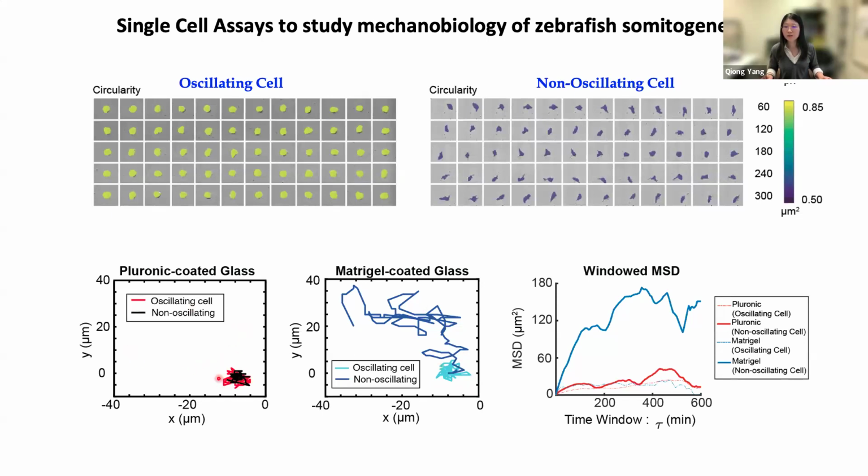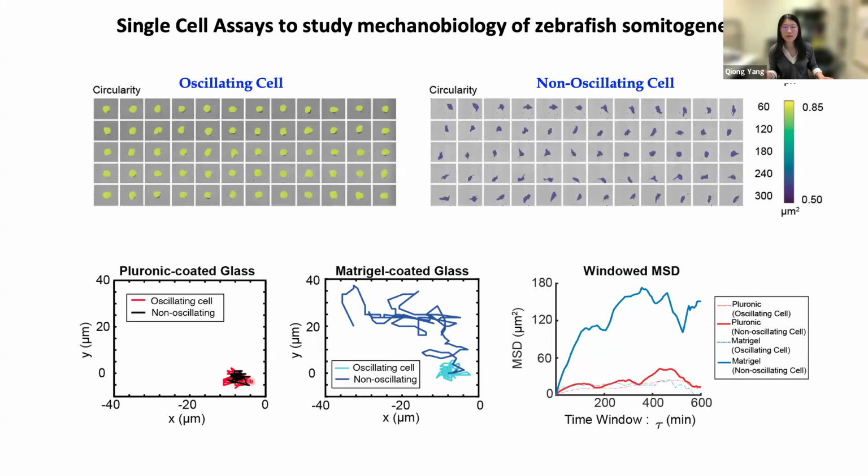So on the left side of this figure are the oscillating and non-oscillating cells on the pluronic coated glass. As I said, on the pluronic glass, the cells essentially do not attach to the surface.